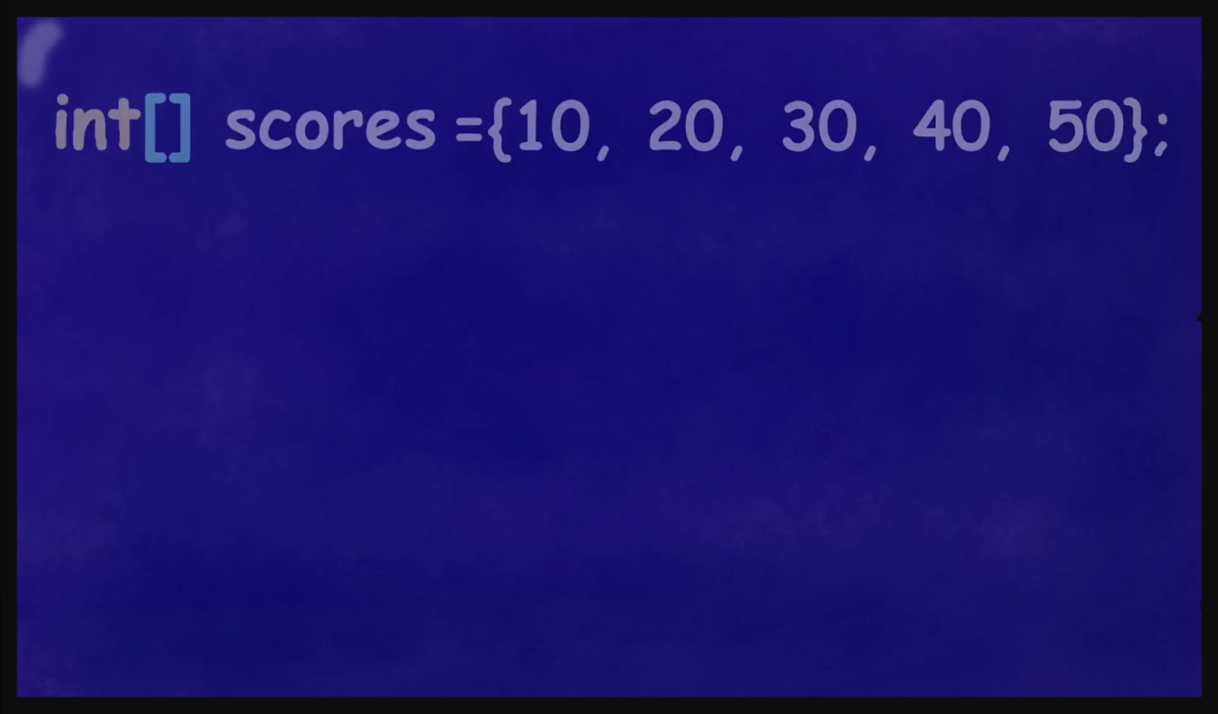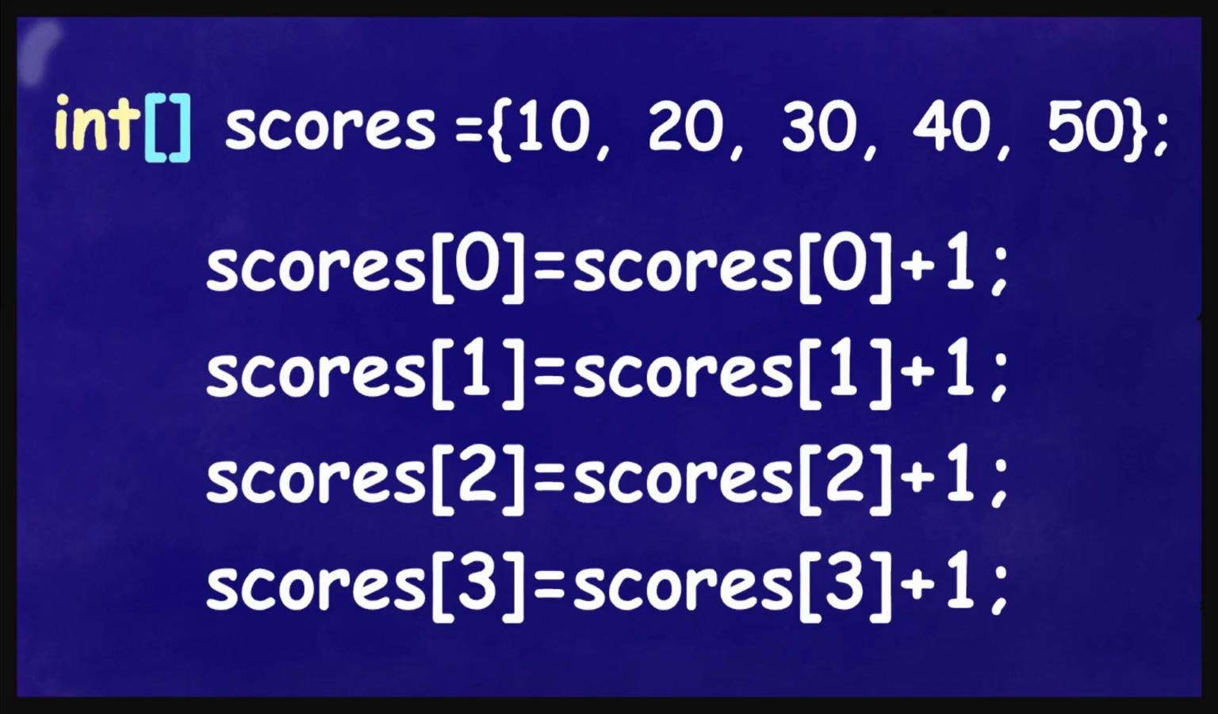Now you might be thinking, cool, but if I want to add 1 to each item on this array, I have to type it like this? Of course not. To process all the items in an array, we can use loops. A common loop to use is the for loop. Let's see it in action.